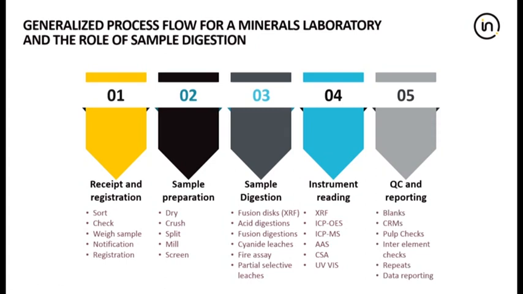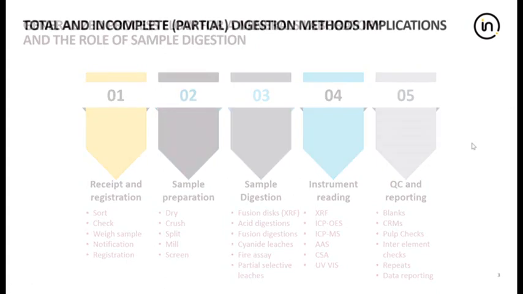Why do we do sample digestion? Simply because the instruments we use commonly in a laboratory, you cannot feed them dry, fine, homogeneous pulps. And we have to generally get it into a solution, or in the case of XRF, we make what we call fusion discs or glass beads.